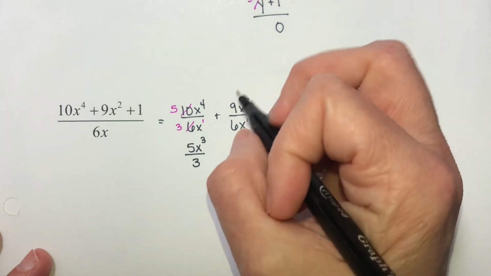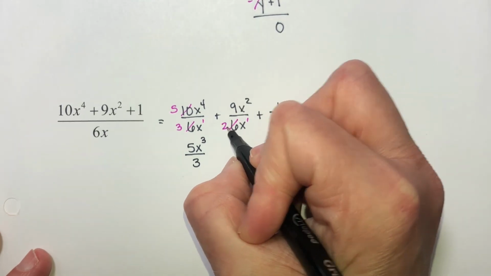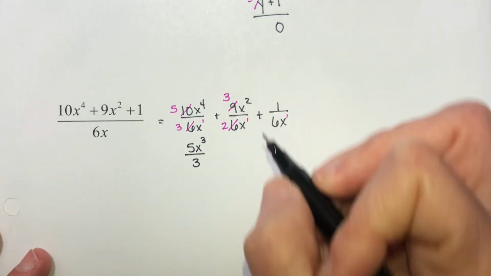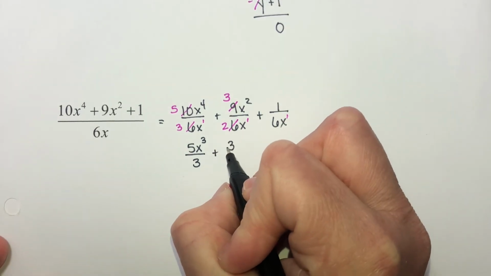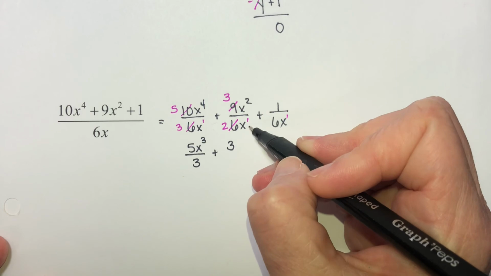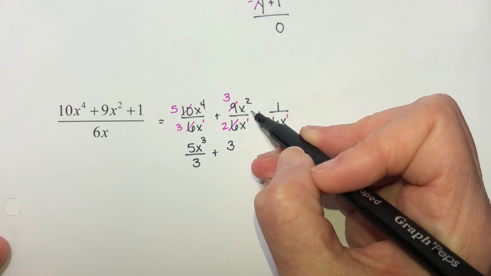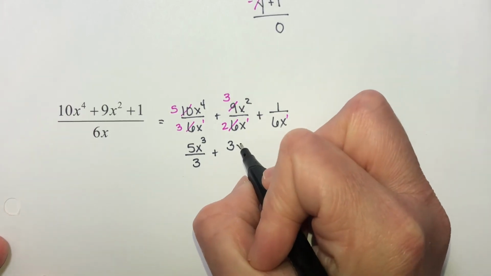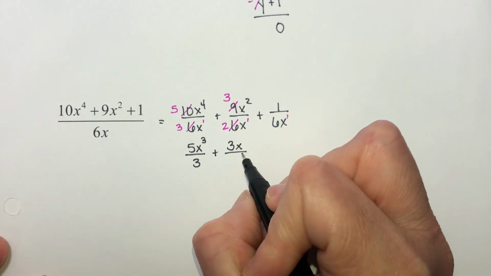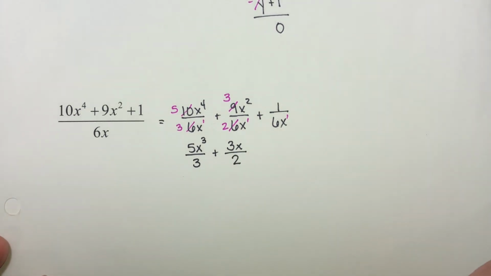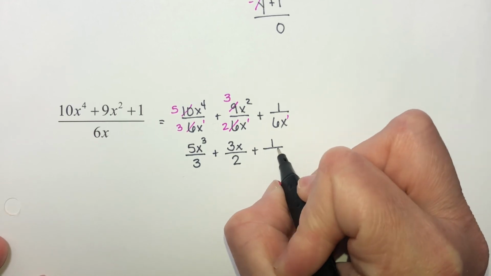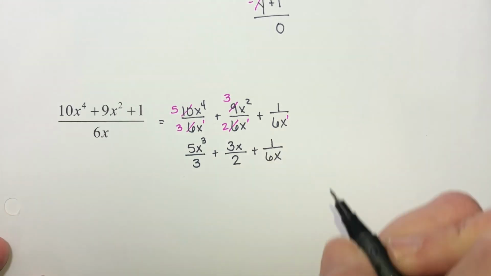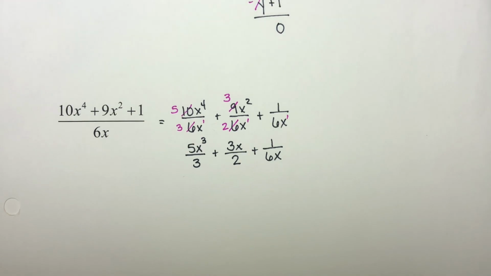The 9 and the 6 are both divisible by 3. That would be a 2. That's a 3. So I have plus 3. X squared over x, 2 minus 1 is 1. The 2 is in the top, so I have x to the understood first power in the top over 2. And this last fraction, we can't make that any better at all. So that would be my answer to this problem.